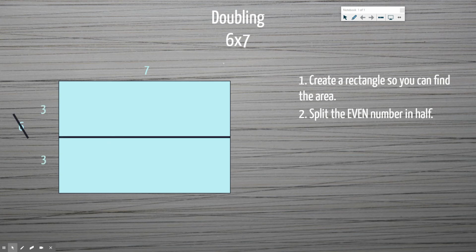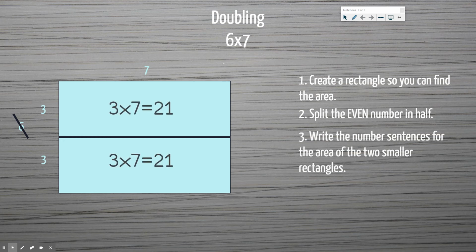So I will have the line drawn through the middle of the rectangle, and I will have two groups of 3. So I have one rectangle that will be a 3 by 7 and another rectangle that'll be a 3 by 7. I'm going to write those number sentences for the area of the 2 smaller rectangles in the middle of the box. So I wrote 3 times 7 is 21, 3 times 7 is 21. Then I add the area of those 2 rectangles together. 21 plus 21 equals 42.